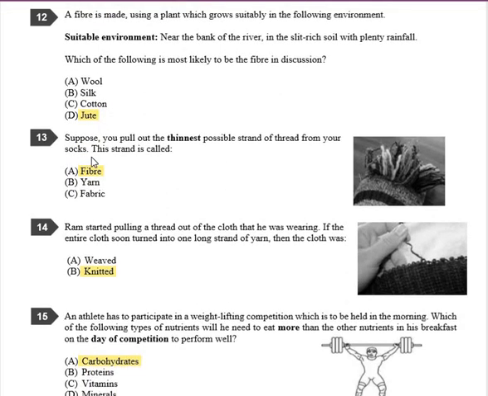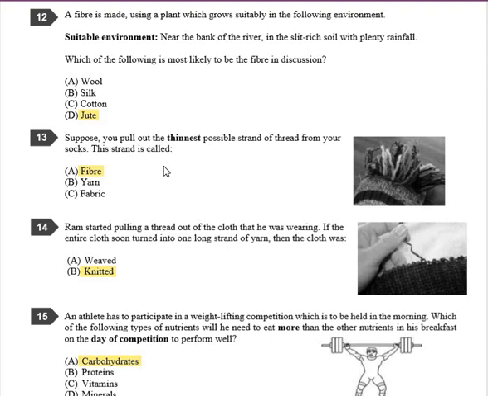Now coming to the 13th question. Suppose you pull out the thinnest possible strand of thread from your socks. This strand is called what? As you can see here in this picture, this strand is called fiber. That is a fiber, not a yarn, not a fabric.